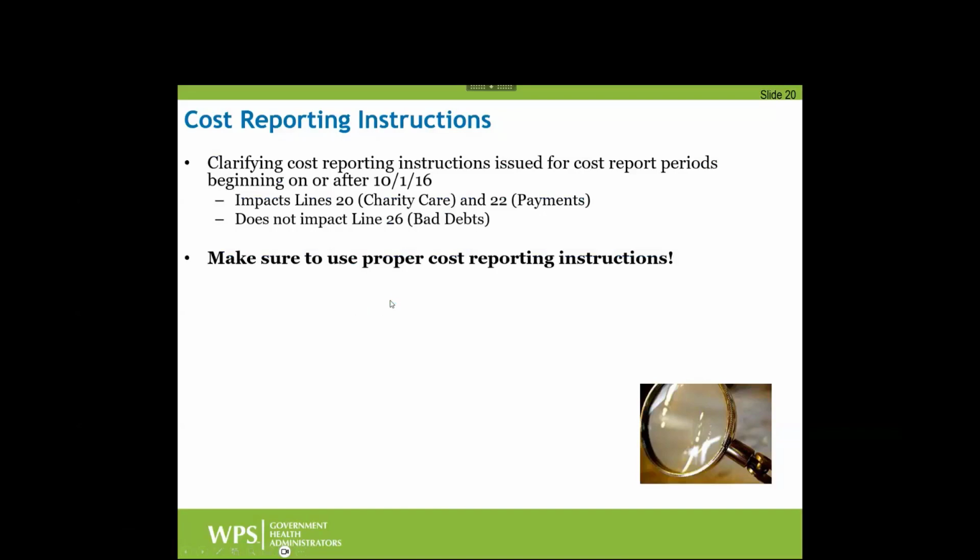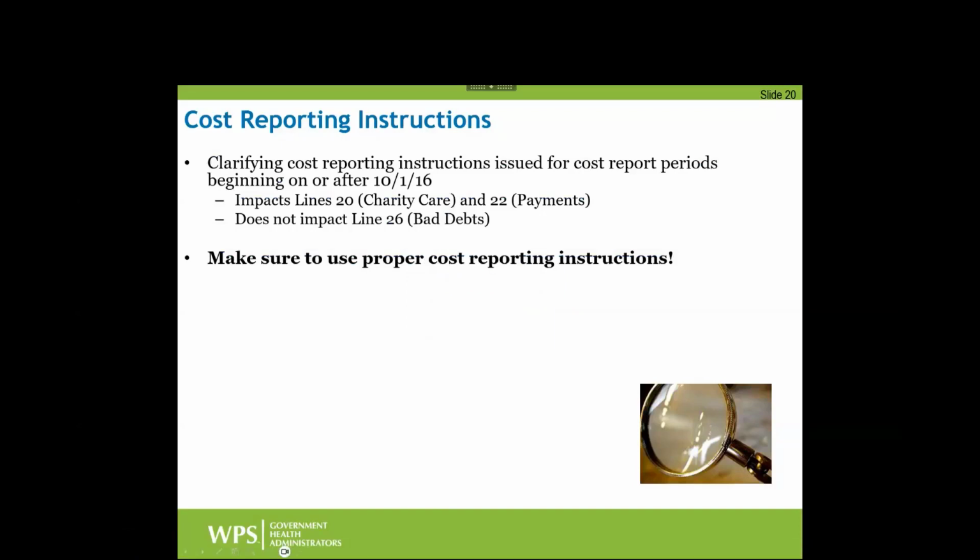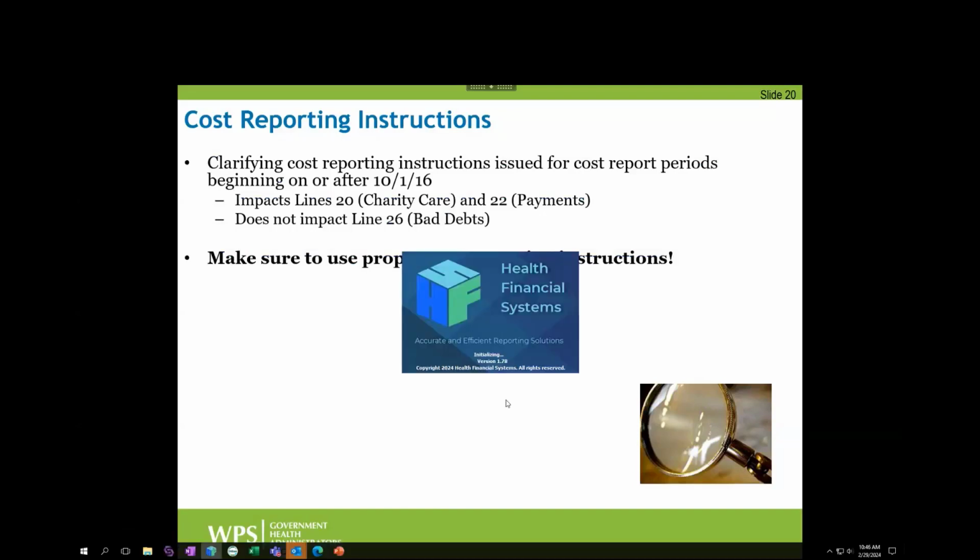But I'm going to show you the instructions, and actually I have a few screenshots anyways with that, so that'll clarify it. But the point is, make sure to use the proper instructions when you're dealing with that, the ones that apply to your particular year.